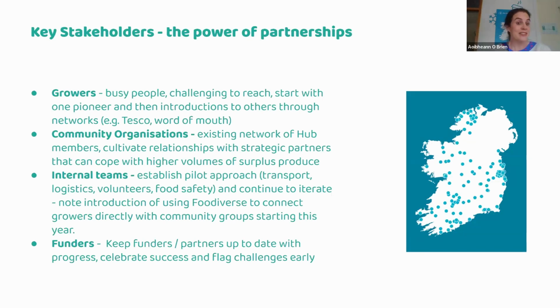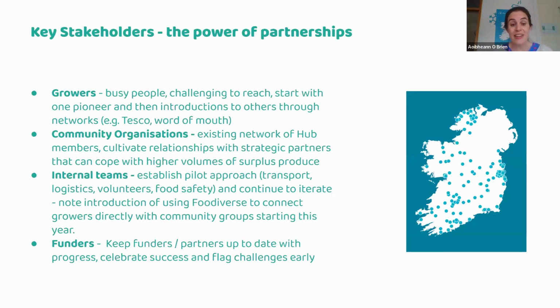So growers, as most people know, farmers are busy people. They're not at their desks and they're challenging to reach. So having spoken to them during the research phase of the project, we just started with a couple of what we call pioneers, pioneering partners who are willing to take the risk. You only need one. In our case, we just had 5 growers who started out the project with us, and we did leverage others to introduce us to growers. In our case, we did leverage Tesco to introduce us to other growers to get involved.